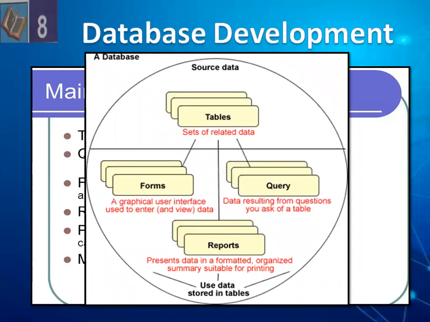So here suppose you have a database. In a database, the source data is the table. The table is a logical form in which your data is organized in the form of columns and rows, and a set of related data is stored in tables. Then forms, queries, and reports: these three objects are always based on tables. So the basic structure is the table. A table is used to hold your data in a database in the form of columns and rows. Your forms, queries, and reports are always based on tables.